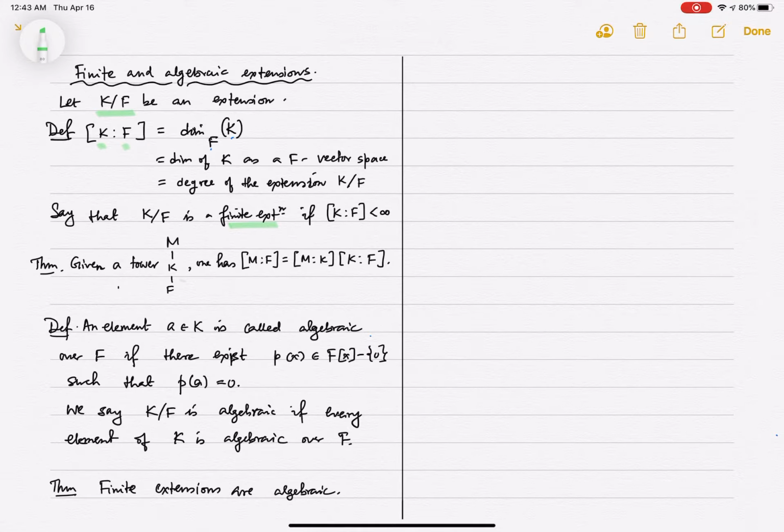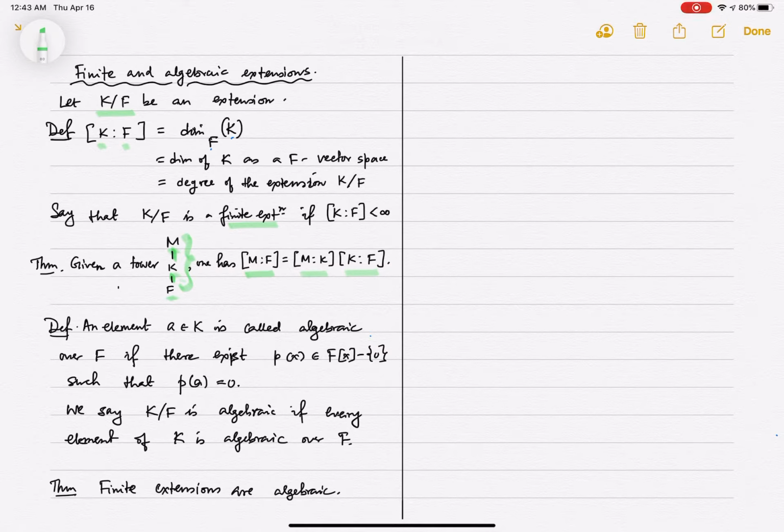We have a theorem that says that if you have a tower of extensions, so one field contained in another field contained in another field, then the degree of the big extension is equal to the product of the degrees of the smaller extensions. So in particular, if the smaller extensions M over K and K over F are finite, then the big extension is also finite.